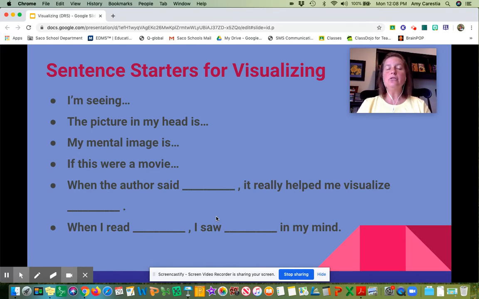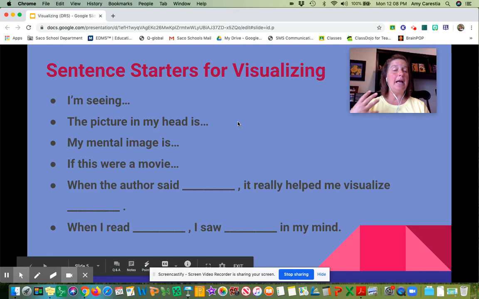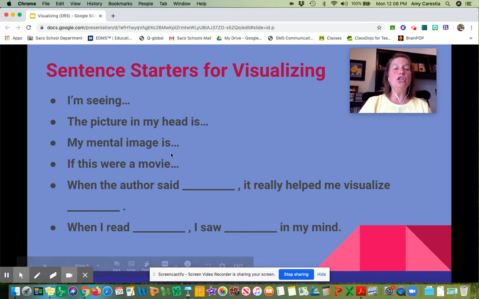So again, these are just for reference at future times when we are using the during reading strategy of visualizing in our ELA notebooks for journal writing. Sometimes you may want to, even if I'm not asking it, sketch out what you saw in your mind and then use that sketch to help you fill in the rest of these sentence starters.